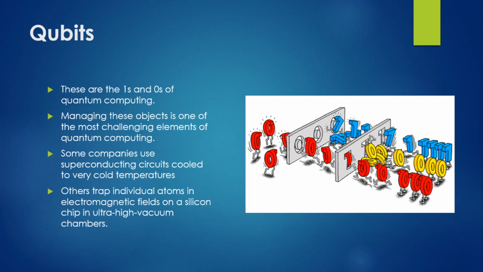All right, what's a qubit? A qubit is basically the most basic unit in quantum computing. In regular computers, we have ones and zeros, right? The qubits are the ones and zeros of quantum computing. Managing these items can be very challenging. Some companies use supercooled circuits, others trap individual atoms in electromagnetic fields on a silicon chip in ultra-high vacuum chambers.